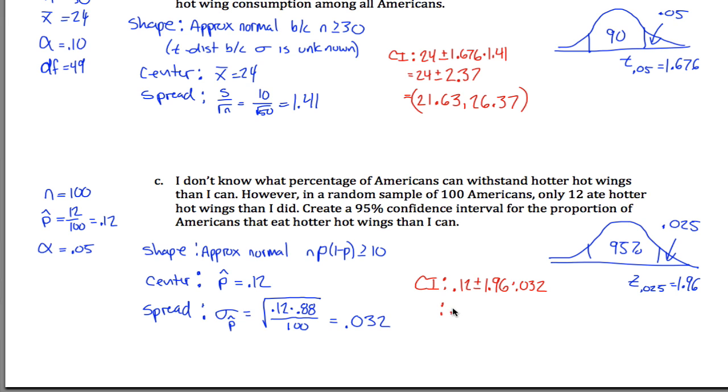That is, I want 0.12 plus or minus my standard deviation times 1.96, which is 0.064. Close enough. So I've got 12% plus or minus 6.4%, which gives me an interval from 5.6% all the way up to 18.4%. There's my confidence interval. That is the end of the quiz.